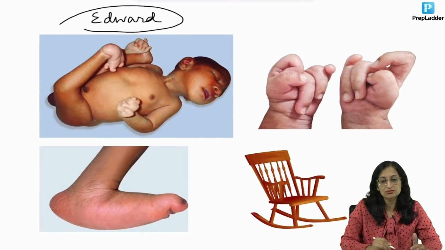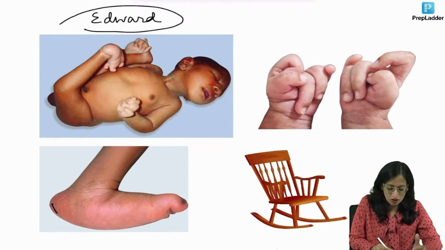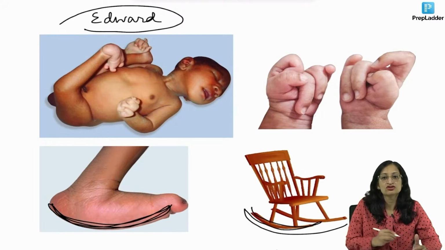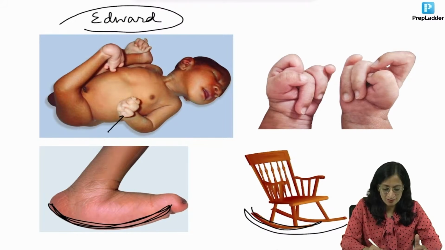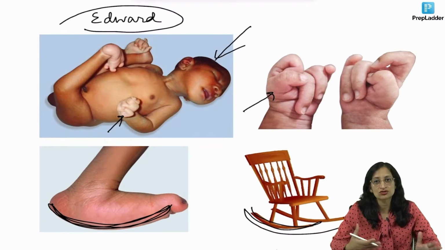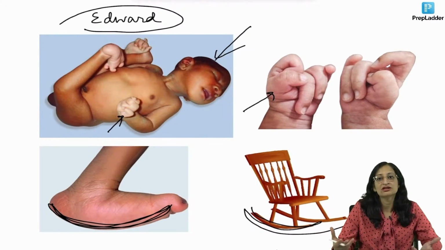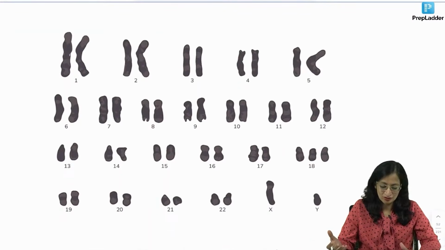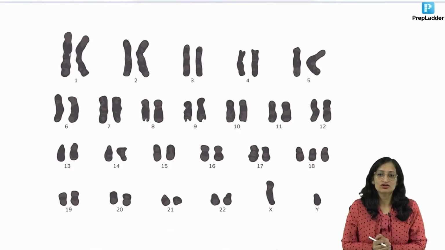So, you can get image based questions. Can you appreciate this rocker bottom foot which is just convex here, just like a rocking chair. So, it is the rocker bottom foot. You have overlapping digits, overlapping fingers and toes that can be there. There is microcephaly and of course, internal malformations like brain abnormalities, heart abnormalities, kidney abnormalities and so on, right? What is this? Tell me, what is your diagnosis here?